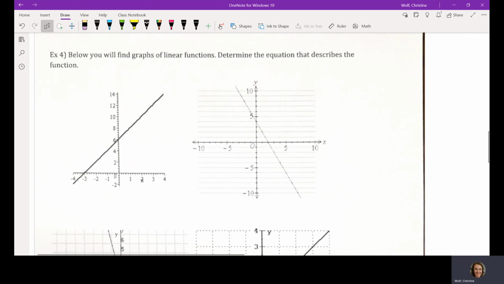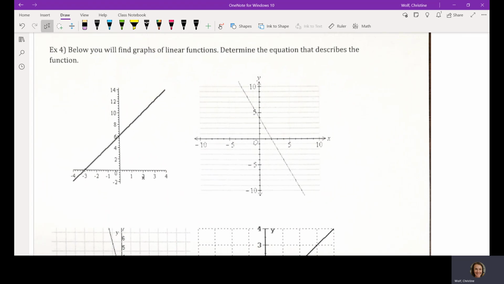Okay, for these questions here, it's the opposite. I'm going to give you the graph, and now you have to tell me what the equation would be. So to tell me what the equation would be, you need the slope and you need the y-intercept.